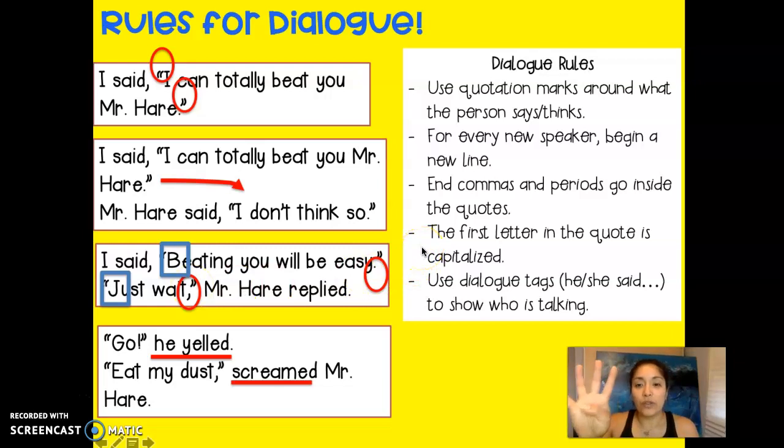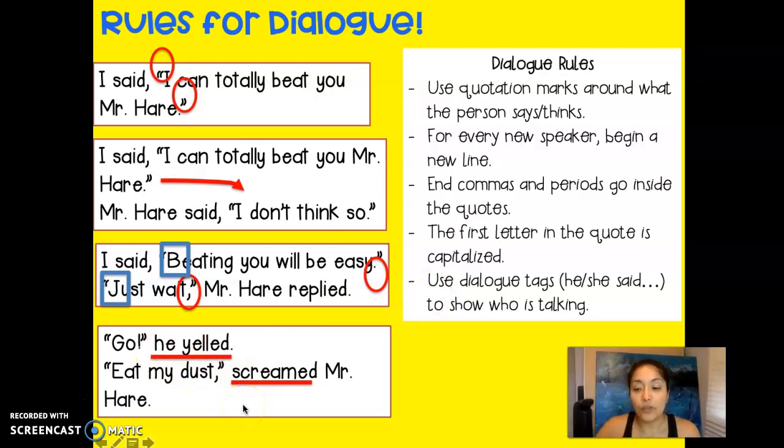Number 4, the first letter in the quote has to be capitalized, even if it's not the beginning of a sentence. The first letter of the quote has to be capitalized. And number 5, you have to make sure that you're using the dialogue tags.